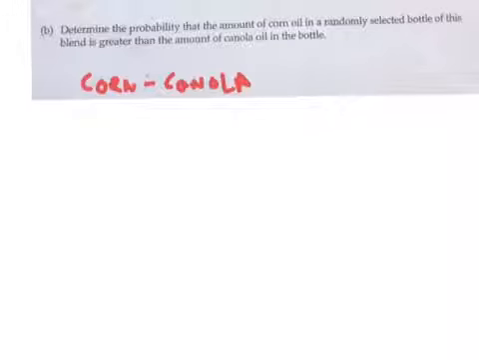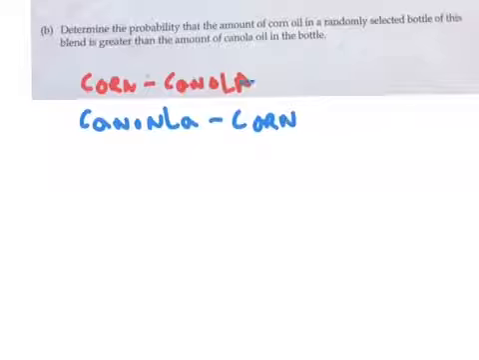If the corn oil in the blend is greater, so if we do canola minus corn, then if the corn oil is greater than the canola oil, we're going to get a number that is less than 0. So we wanted to find the probability of that happening. Now, what should it be based on our problem?